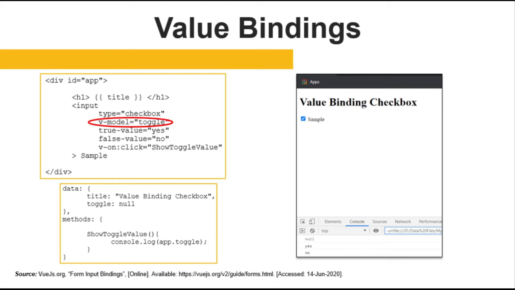The true-value and false-value attributes don't affect the input's value attribute because browsers don't include unchecked boxes in form submissions. To guarantee that one of the two values is submitted in a form, for example yes or no, use radio inputs instead.